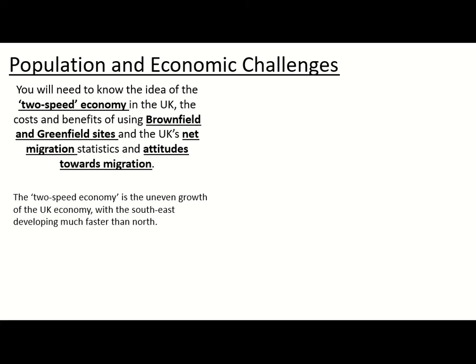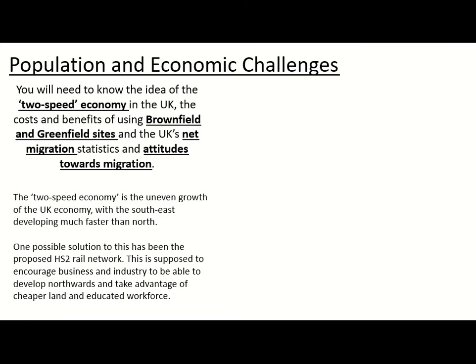So the two-speed economy, and this is for your notes if you haven't got a definition, is the uneven growth in the UK's economy. This is why the South East is developing much faster than the North. And a solution to that. So identify the problem. What's the solution? One of the solutions is improving transport networks. And again, transport seems to come in quite a lot to these challenges.